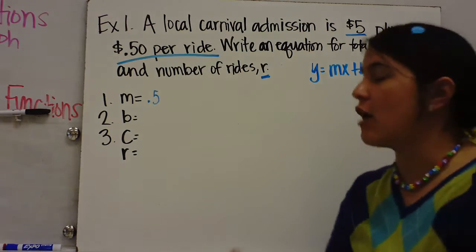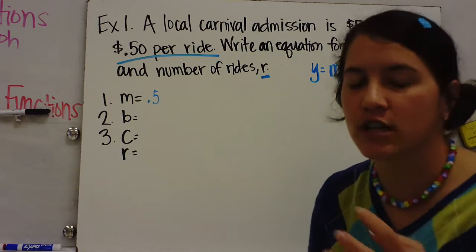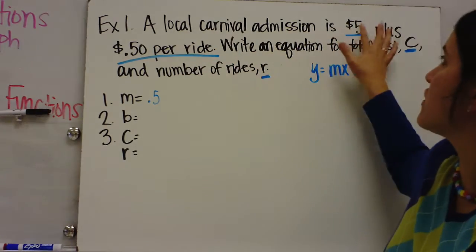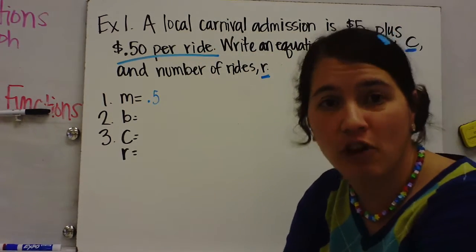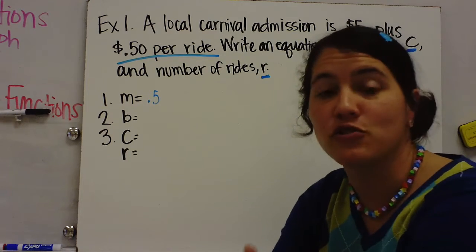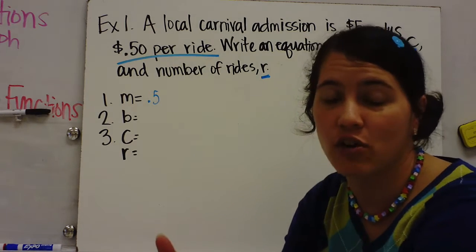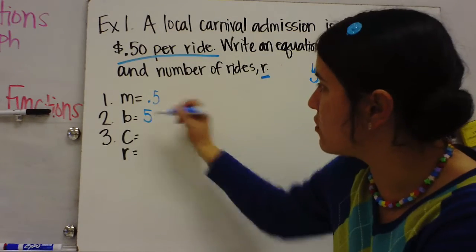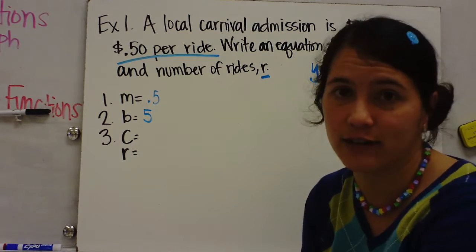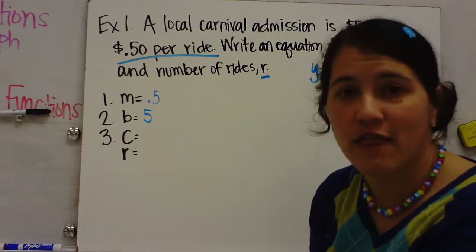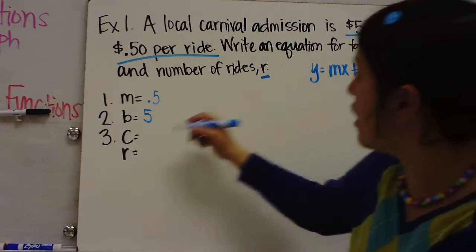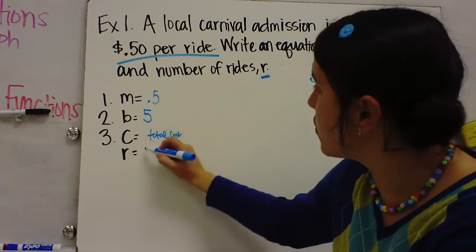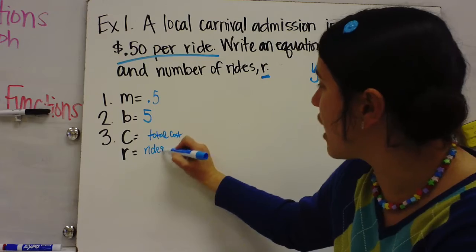0.5 or 0.50. Now the second helpful hint was find the starting amount, find that initial amount. And in this case, the local carnival admission is $5. That means if you go in and you don't ride any rides, you still have to pay $5 to get into the carnival. So that is your initial amount, your starting amount. You start at $5. And now let's define the variable. C is your total cost, and R is your rides, number of rides.